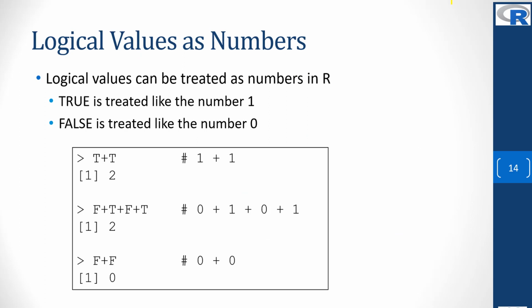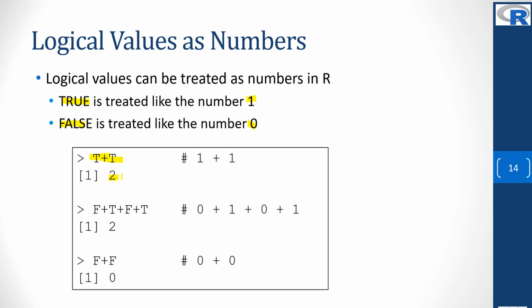Logical values can be treated as numbers in R. This is similar to other programming languages. We use the literal value 1 a lot of times instead of the word true. But in R, it's an actual keyword, but you can also treat it just like the number 1 for true, and false 0. So we have two trues, and we can actually add those together, make them look like an arithmetic operation, and the result is 2.